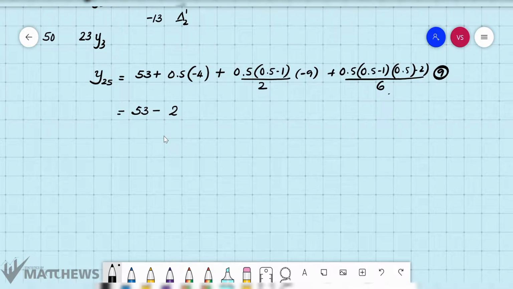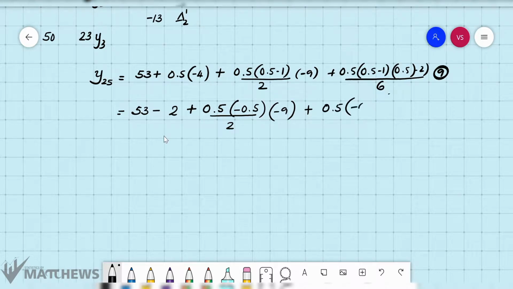Okay, next one we will see here. Now let's first substitute this 0.5. I'll keep it as it is. It will be easy for you. 0.5, 0.5 minus 1 is minus 0.5, students. Is it right? Okay, and divided by 2 into minus 9. I'll substitute these things first, then it will be easy for us. 0.5, then 0.5 minus 1 is minus 0.5, then 0.5 minus 2 is minus 1.5, divided by 6 into 9. This is what we have.